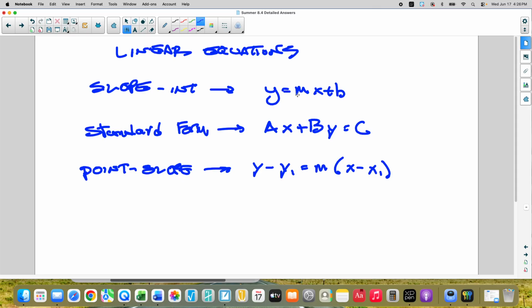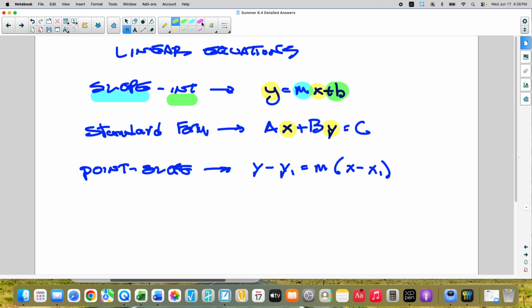All right, slope-intercept. So the things that we can find in slope-intercept is the slope. That's why it's called slope-intercept. That is going to be the coefficient of x, or the m, and then the b value is the intercept, and it's the y-intercept. X and y are going to be points on that line. They will be solutions.